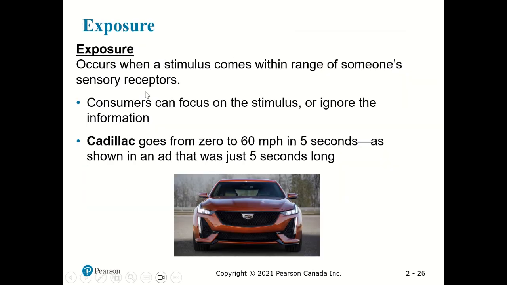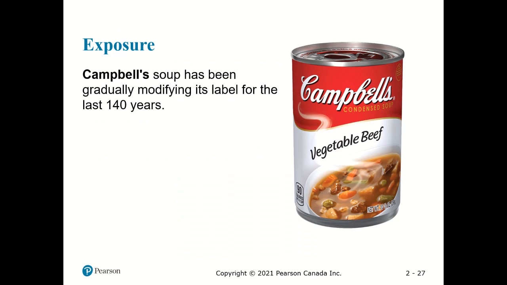Taste also changes. Now if you talk about exposure, that occurs when the stimulus comes within the range of someone's sensory receptors. The consumer can focus on the stimulus or ignore the information. A Cadillac goes from 0 to 60 miles per hour in 5 seconds, as shown in an ad, right? That was just 5 seconds long. So in just a 5 second long ad you have heard something. Exposure. This is one of the company's examples. Campbell's, the soup company with different kinds of soups, has been gradually modifying its label for the last 140 years.